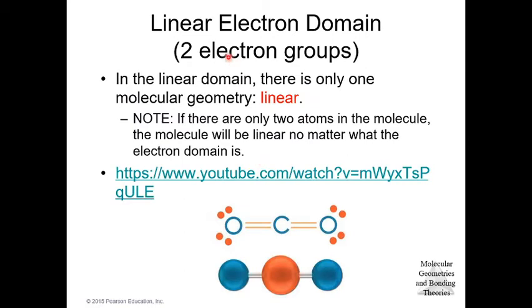Okay, so if we have 2 electron groups around our central atom, we have a linear molecule. And they will form a line. That's why it's called linear.